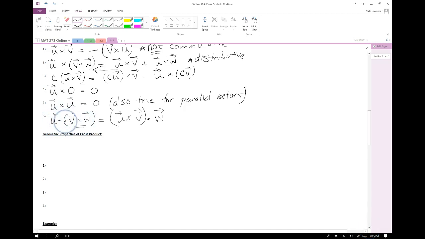This u dot v cross w is called the triple scalar product, and we will talk about it towards the end of this section. Now some geometric properties, which will probably be a bit more useful, especially as some of this information in Calculus 3 overlaps with some things you may be learning or have learned in physics. Let u and v be vectors, and theta be the angle between u and v.